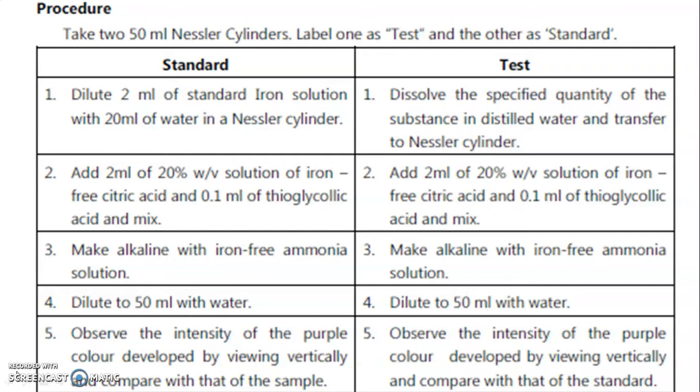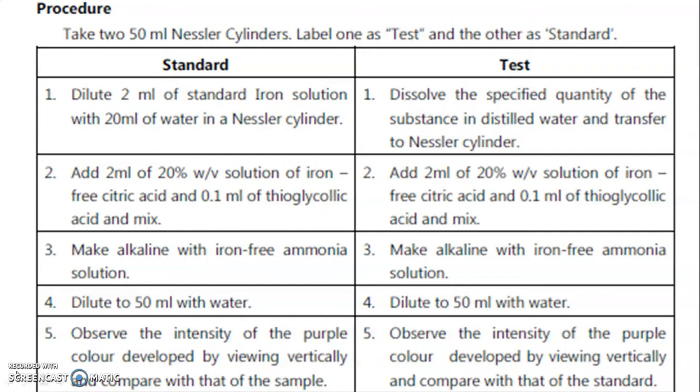In the second step, we will add 2 ml of 20% weight by volume solution of iron-free citric acid and 0.1 ml of thioglycolic acid in both the Nessler cylinders. Make them alkaline with the iron-free ammonia solution and dilute up to the 15 ml mark. Stir well and allow to stand for a few minutes. Observe the intensity of purple color which develops in the test and standard. We will compare the intensity of the test sample with that of the standard.